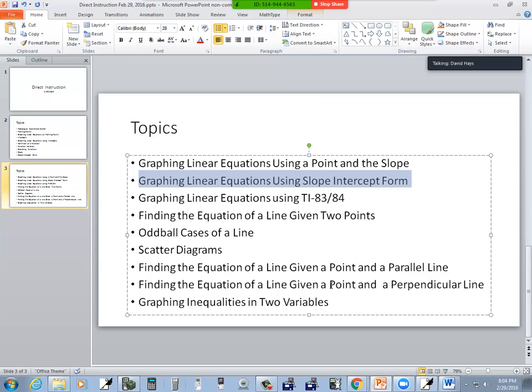Now the next topic is if you want to graph a linear equation using slope-intercept form. Building a t-chart is kind of tedious when you're working with lines. If you can get it in slope-intercept form, you'll find it much easier to sketch a line than it will be to plot those points. And that's what this is specifically looking at.